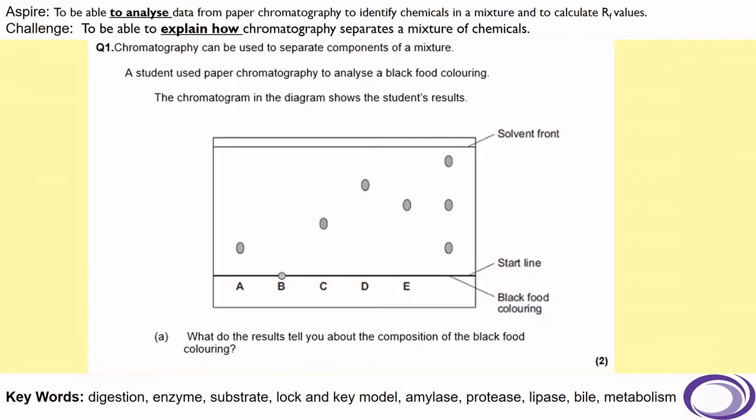So now it's time for us to have a look at what this would look like on an exam question. Chromatography can be used to separate components of a mixture. A student used paper chromatography to analyse black food colouring, and the chromatogram in the diagram shows the student's results. What do the results tell you about the composition of the black food colouring?